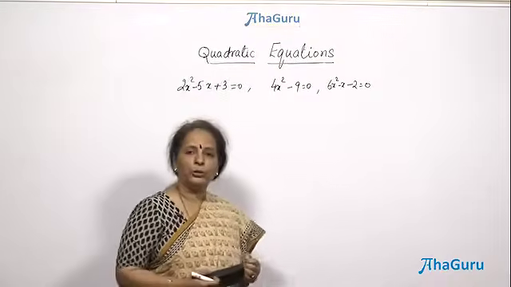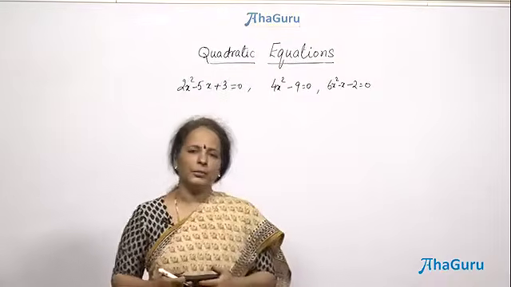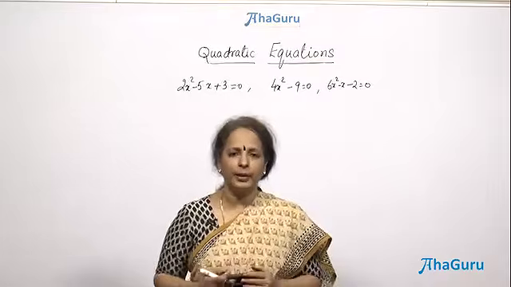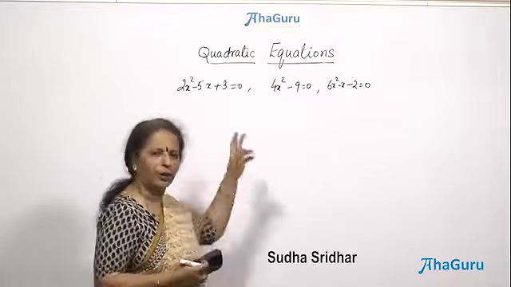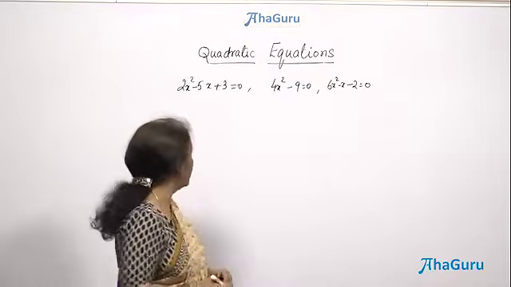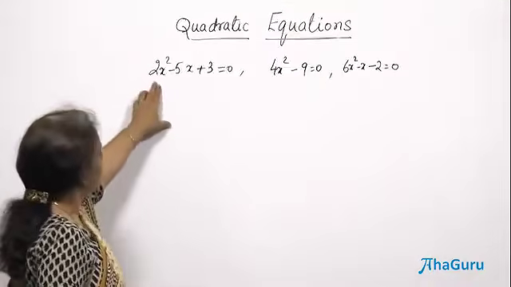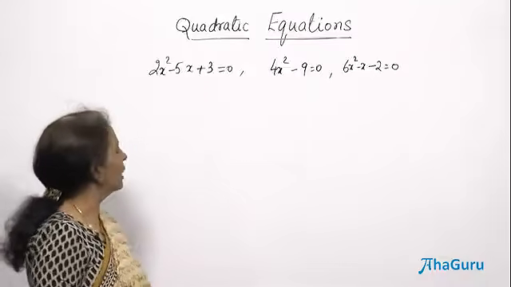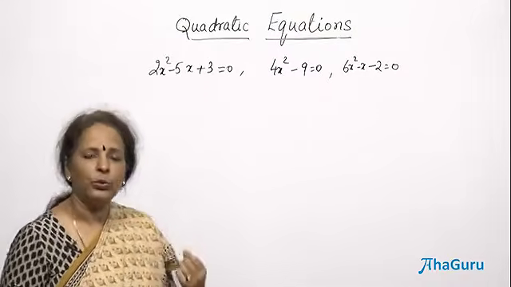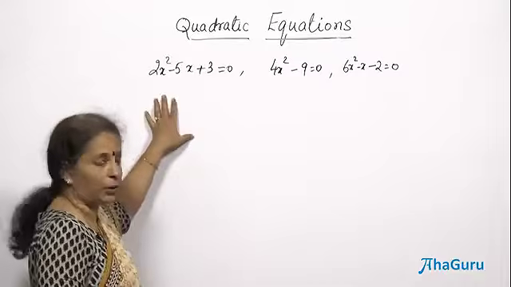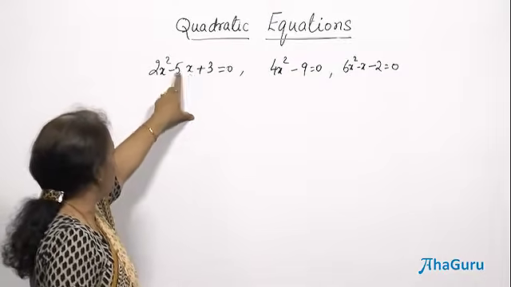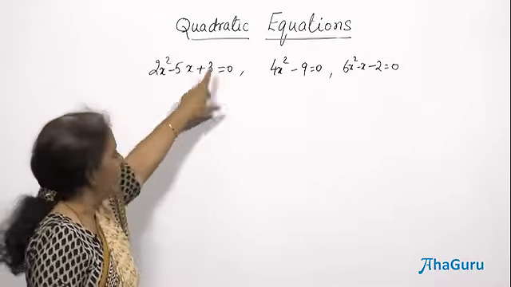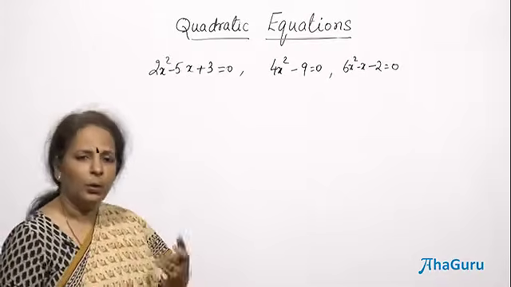So, what we are going to do now is known as the method of splitting the middle term. I have already written 3 equations so that we can do all the 3 and just get an idea of that. This is the first one, 2x square minus 5x plus 3 is equal to 0. So, it is a quadratic equation. The coefficient of x square is 2, the coefficient of x is minus 5 and the constant term is 3. Now, what is the middle term here?